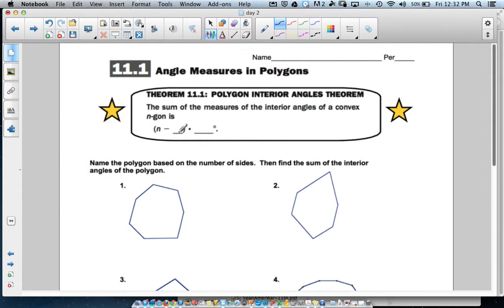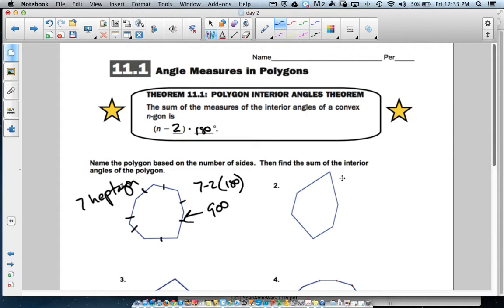Looking at the next page, we write down our information here: n minus 2 times 180. First off, number 1, we count 1, 2, 3, 4, 5, 6, and 7. So there are 7 sides, which is a heptagon. If we plug it in, we get 7 minus 2 times 180, which becomes 5 times 180, which is 900. So the sum of all interior angles on a heptagon is 900.